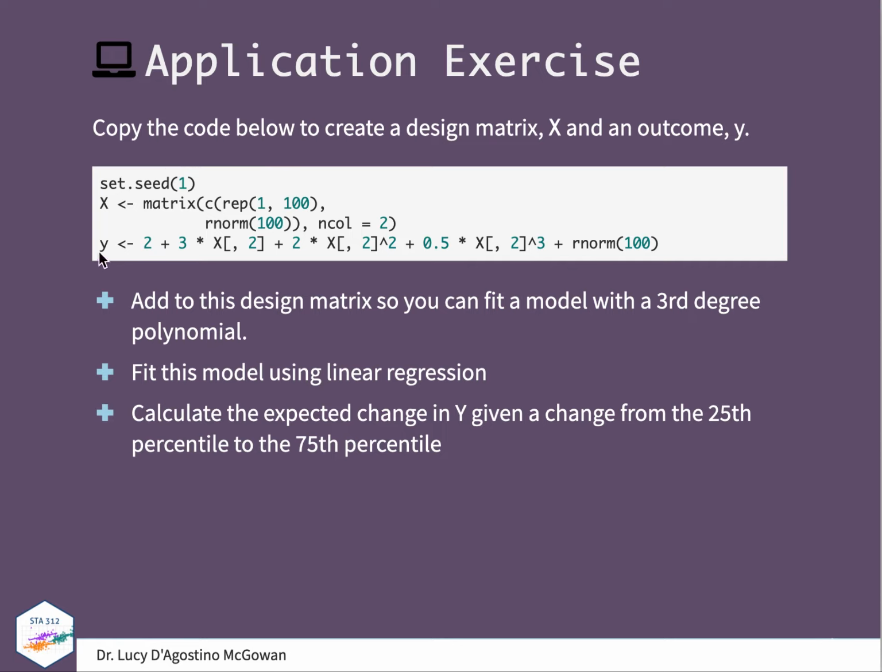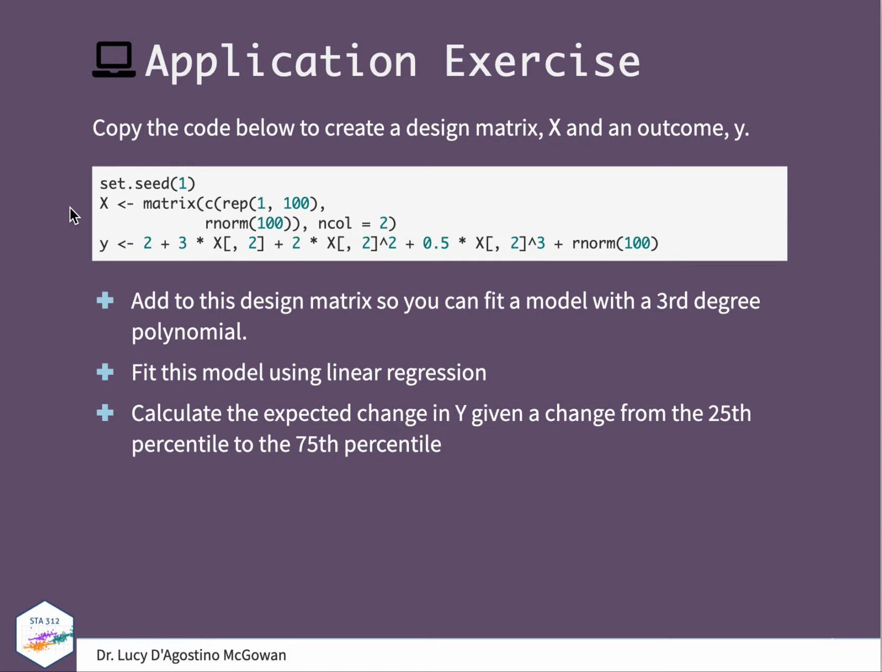And then I want you to generate this outcome Y that I've written here, so you can copy this directly to get your vector for Y. And then I want you to add to this design matrix, or to X, so that you can fit a model with a third-degree polynomial. So you're going to be adding columns to X in order to fit that third-degree polynomial. And then I want you to fit this model using linear regression, using the formula that we're so familiar with, the X transpose X inverse X transpose Y.